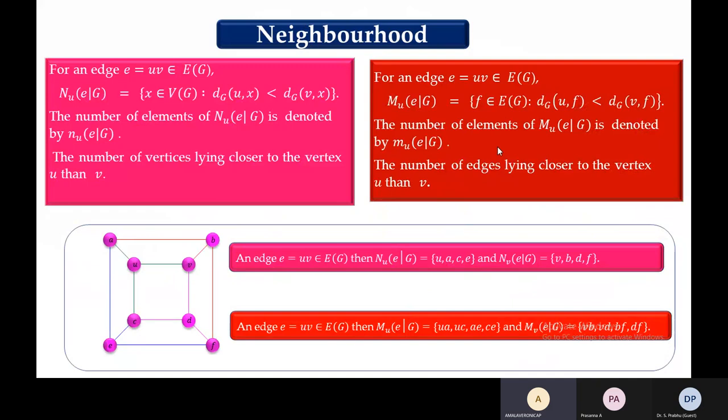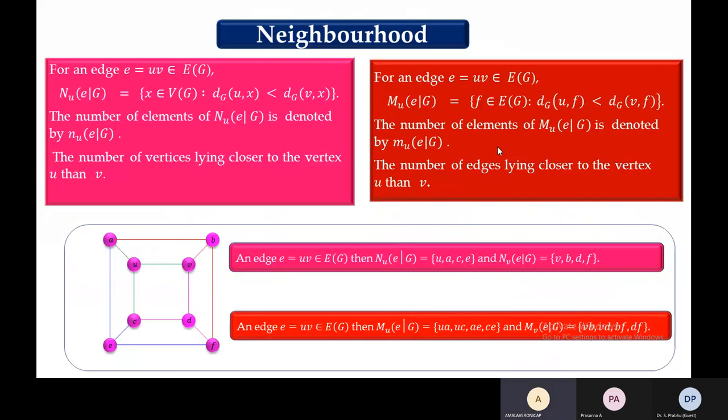And these are the terminology which we use in computing the various topological indices using the strength weight graph. And e is equal to uv belongs to E of G. Capital N_u of e is going to be the set of all vertices which are closer to u than to v. And similarly, the number of elements in that capital N is denoted by small n_u. Similarly, for edges, the capital M_u is going to be the set of all edges closer to u than to v, and the number of elements in capital M_u is denoted by small m_u.